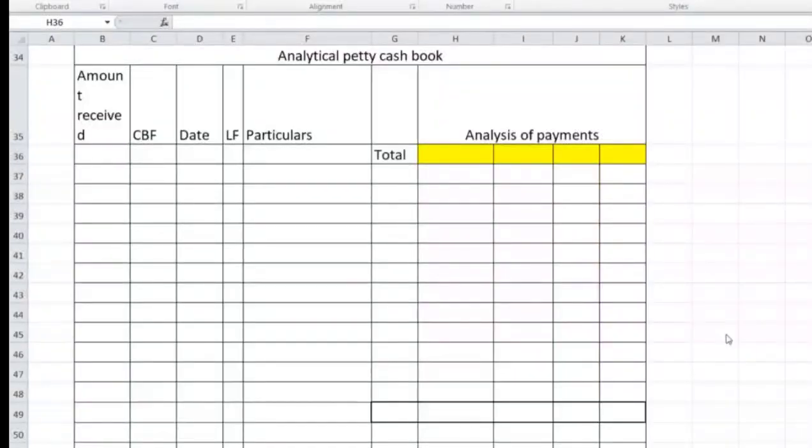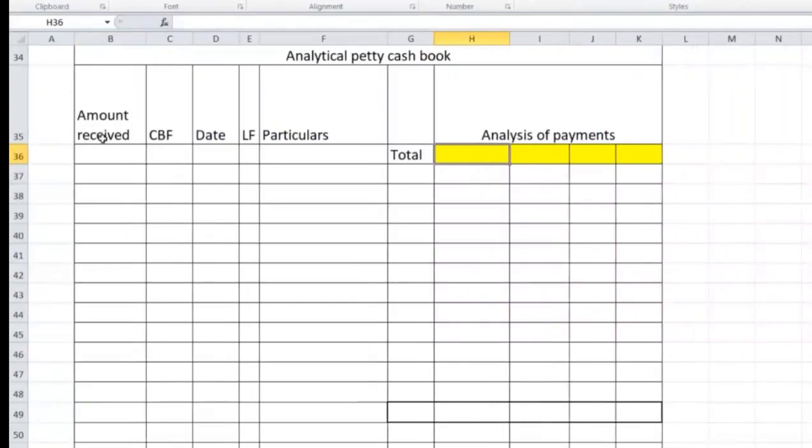Check the question. You have checked the question clearly, right? There is no change in the debit transactions. Debit columns, is there any difference? There is no change in the debit. CBF same, date same, particulars are same. In the total column, whatever you have paid, that amount we will show. Analysis of payments is according to the question, whatever data is given to you.